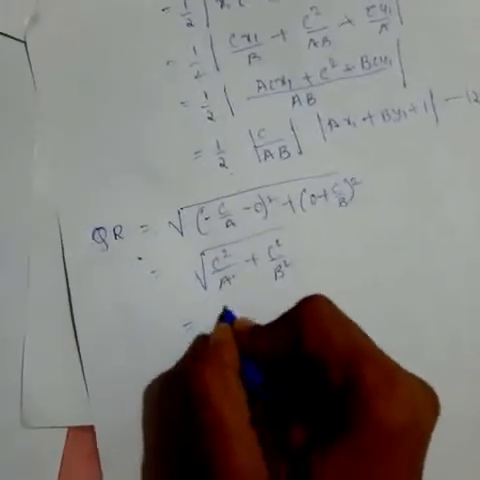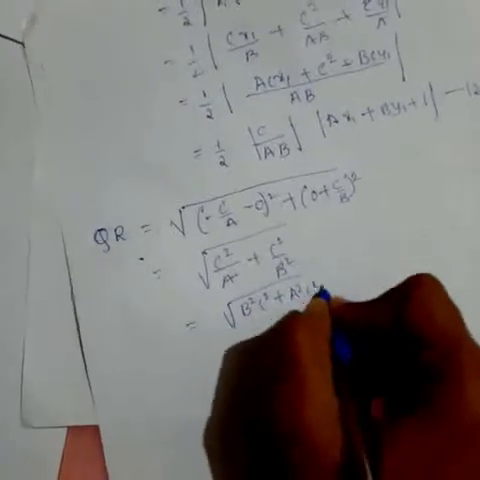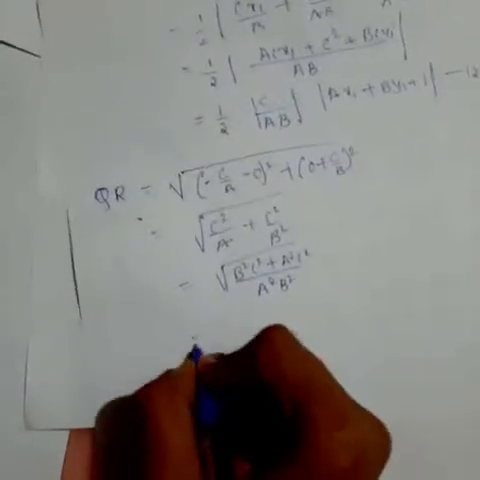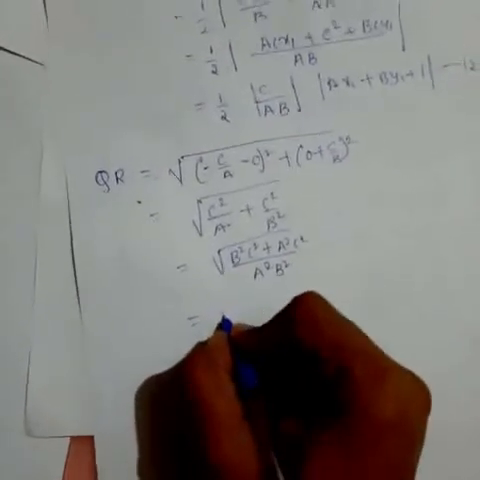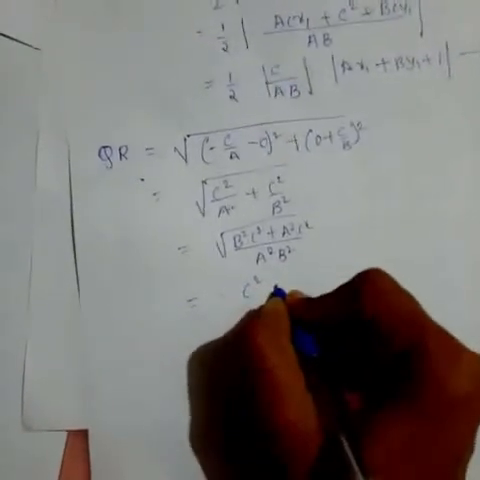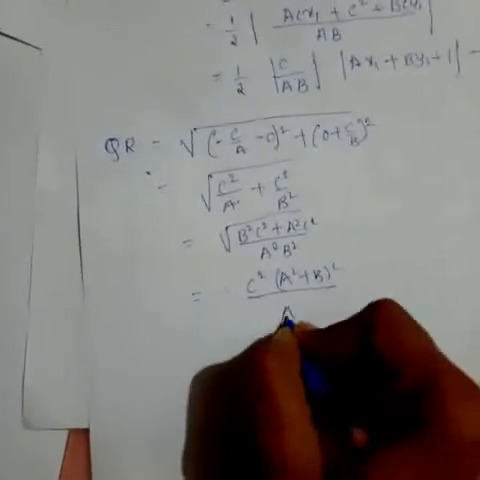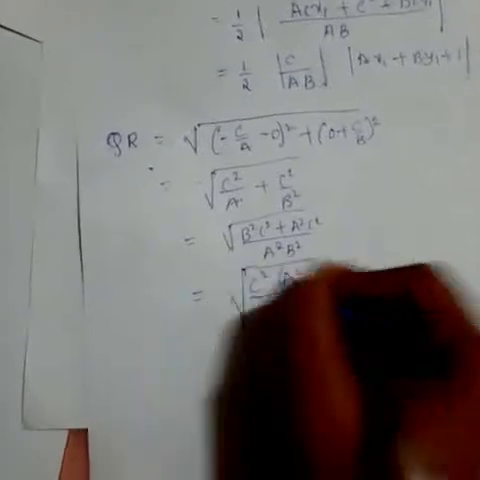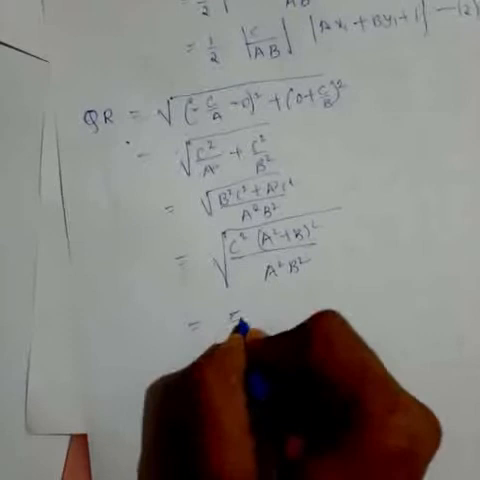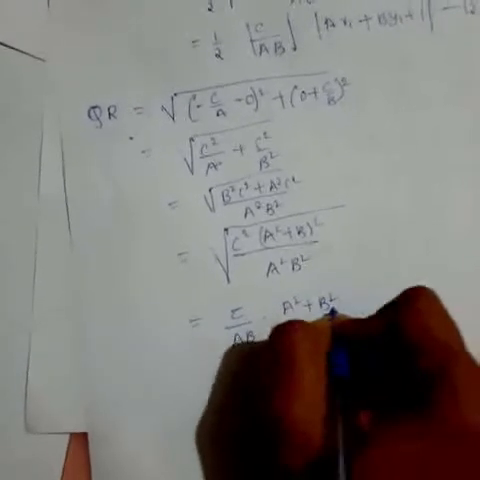Next, b square c square plus a square c square, divided by a square b square. Next see here. Take c square as common, then you will get a square plus b square, then divided by a square b square in this square root. All the squares are there, square and square root get cancelled. What remains here? c by ab into a square plus b square.